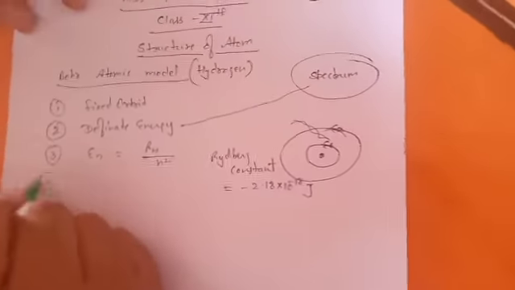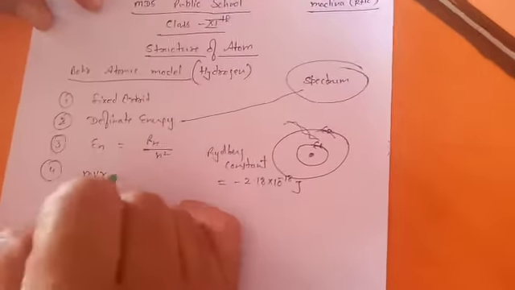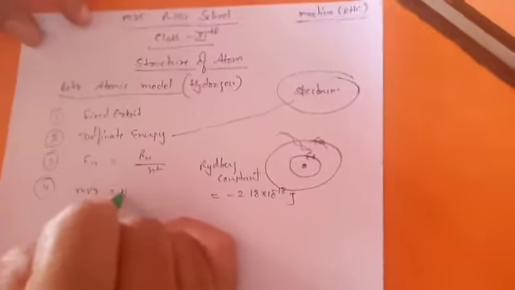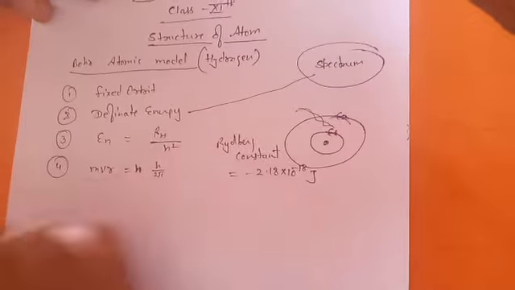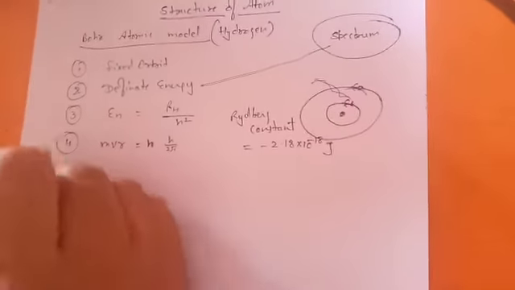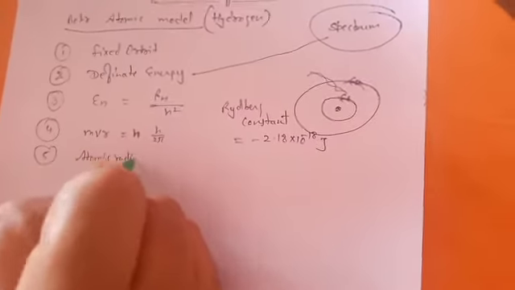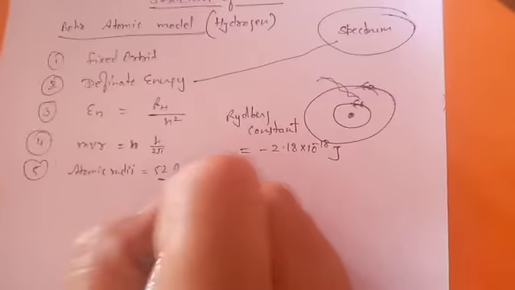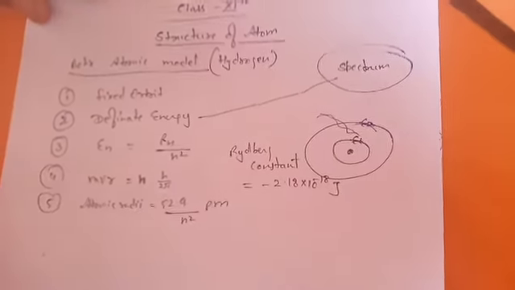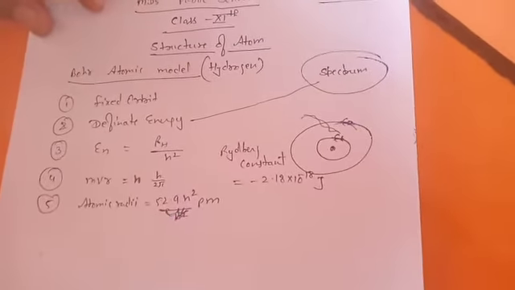Now fourth, mvr, the angular momentum, is also quantized in that. That is equal to n, an integral multiple of h upon 2 pi. And about the atomic radius as well, the atomic radius is actually 52.9 multiplied by n square picometer.